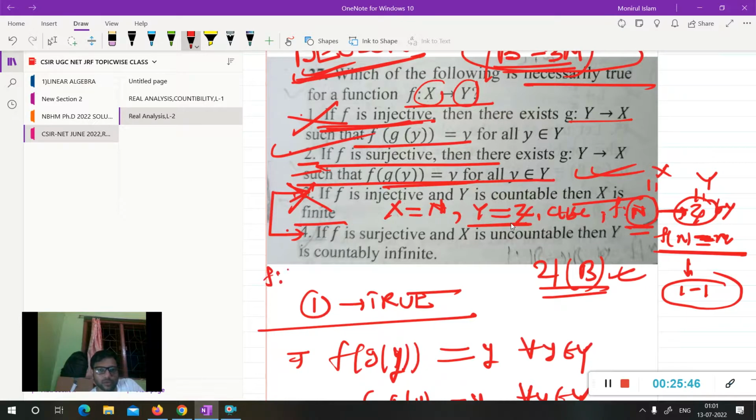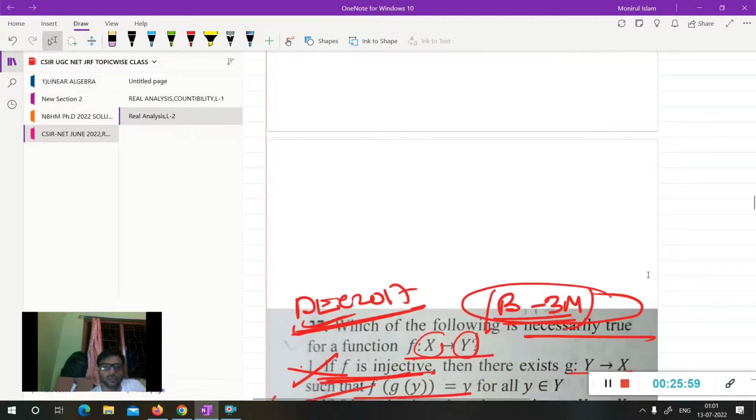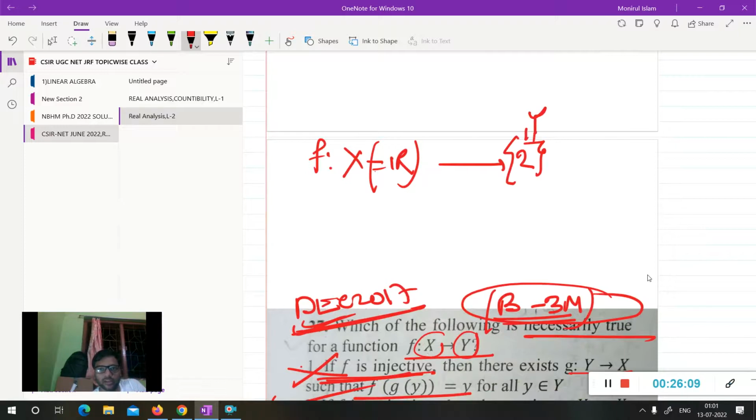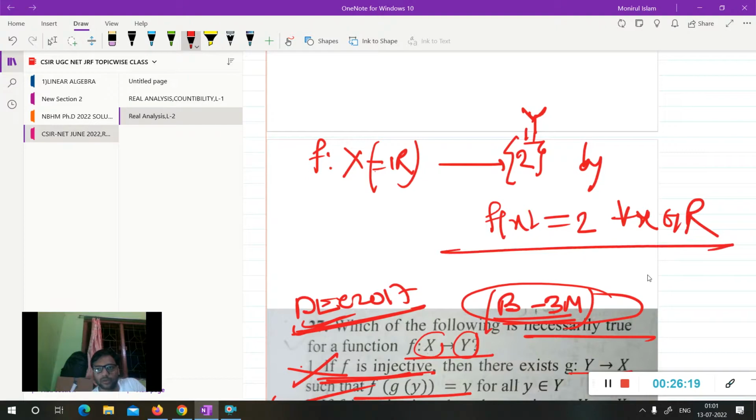If you choose the mapping f from R to the single-element set {2}, defined by f(x) = 2, I am mapping every element of the real numbers to 2, which means each element has image 2. So the image will be equal to the codomain, no issue.